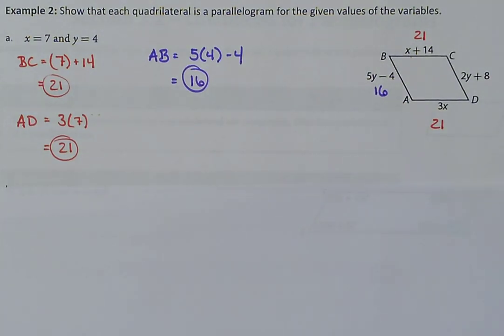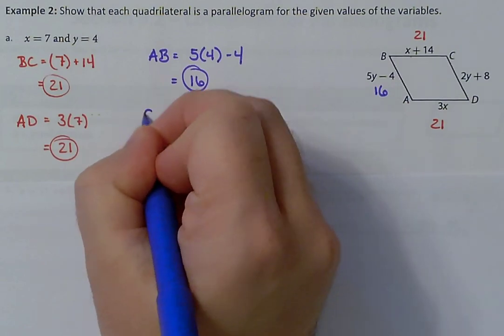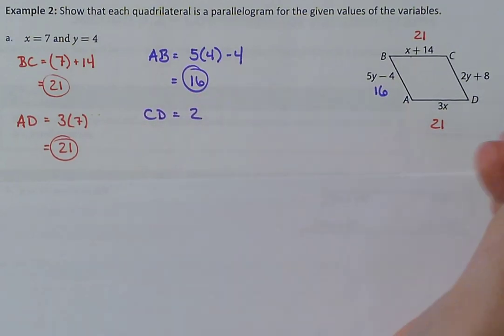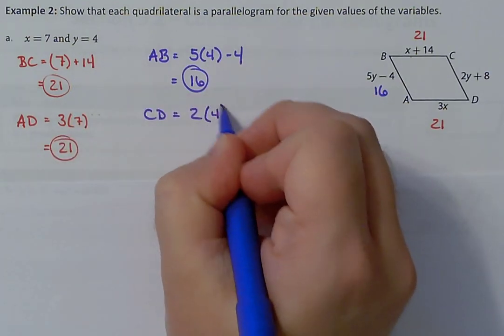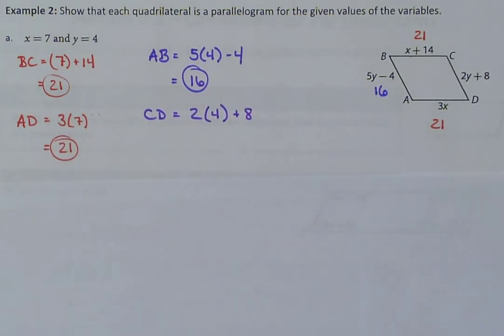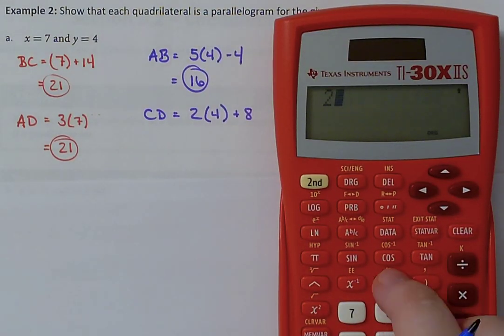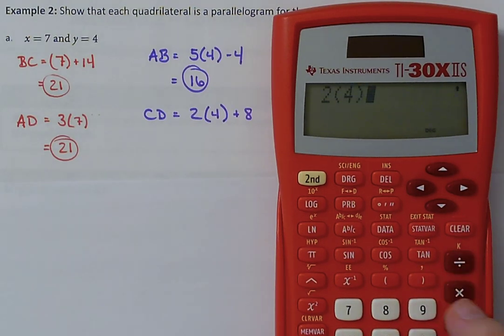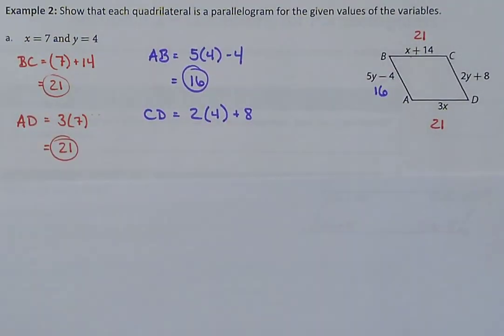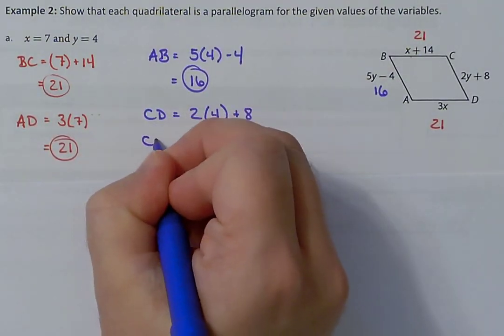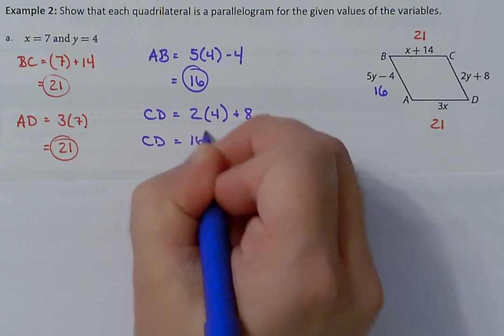Next, we need to look at the side length CD. Now, CD is 2y plus 8. So that means we're going to take 4 and plug it in for y. So it's going to be 2 times 4 plus 8. And again, if we use our handy-dandy calculator, 2 times 4 plus 8 is going to give us 16. That means we know CD is 16 units.